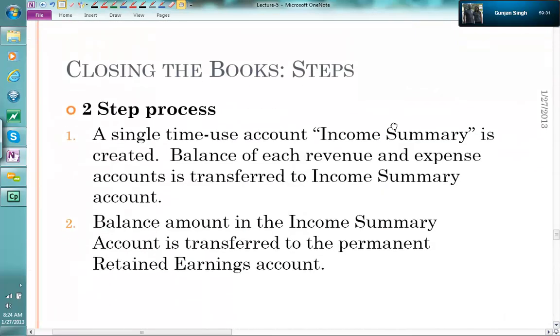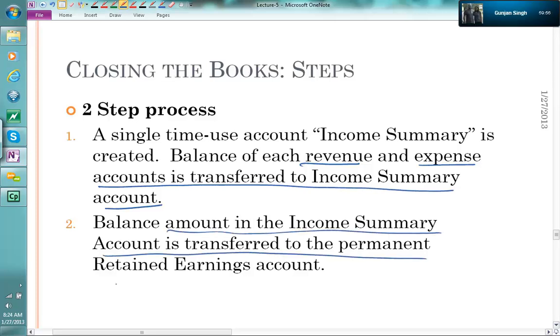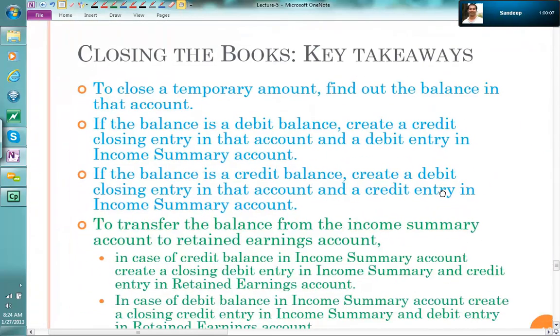Okay, so that was the practical illustration. So let me just give you the theory part of it. So closing the books is a two-step process. A single one-time account, income summary, is created, and balance of each revenue and expense account is transferred to the income summary account. And the second step is the balance amount in the income summary account is transferred to the permanent account, that is retained earnings account. Okay, so that is what we discussed just now, and these are the details.